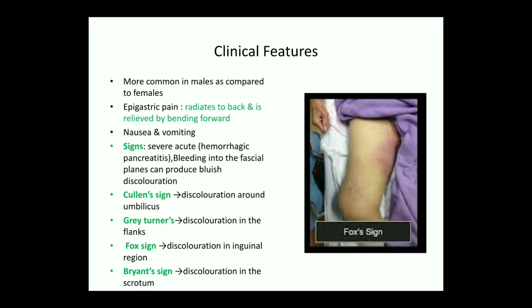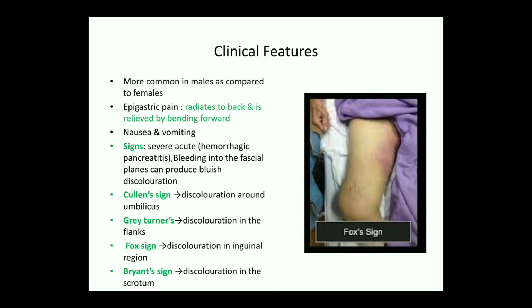And if we look into the signs of acute pancreatitis, it is a condition where the symptoms are more severe, and signs come in the later stages. For example, in case of mild and moderate cases, we don't get any signs, or signs are visible only in the severe acute pancreatitis, that is hemorrhagic acute pancreatitis. So signs in case of severe acute, that is hemorrhagic pancreatitis, because of the bleeding into the fascial planes, can produce this bluish discoloration over the skin.